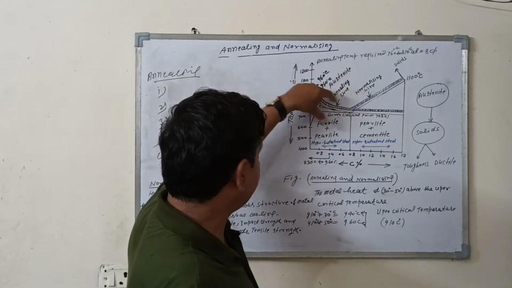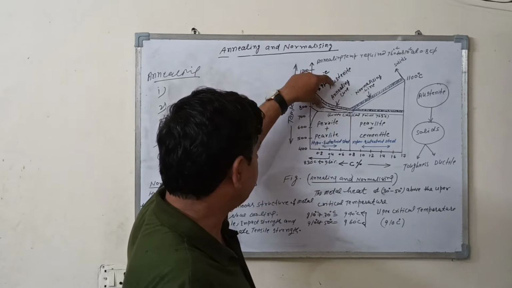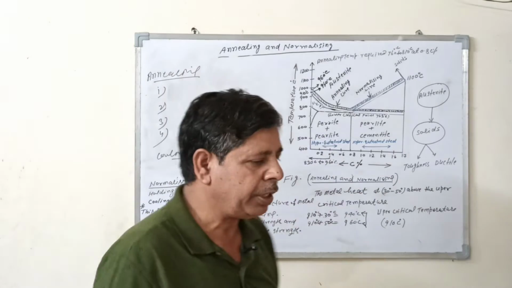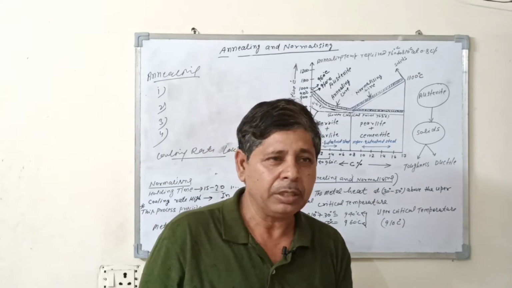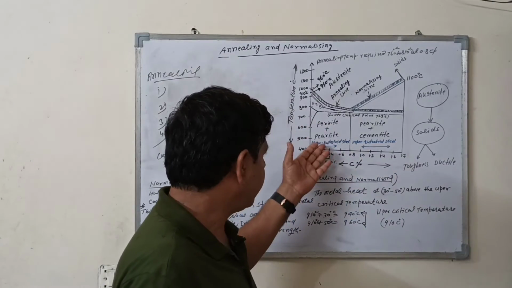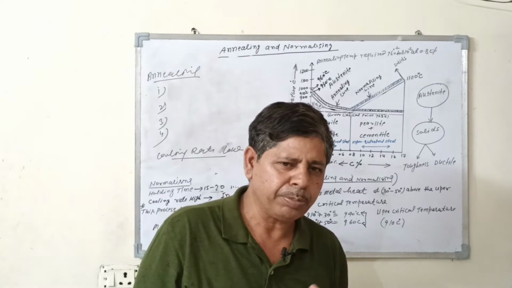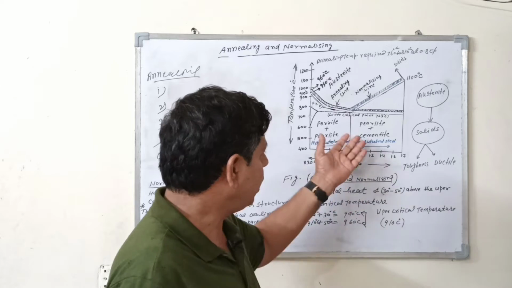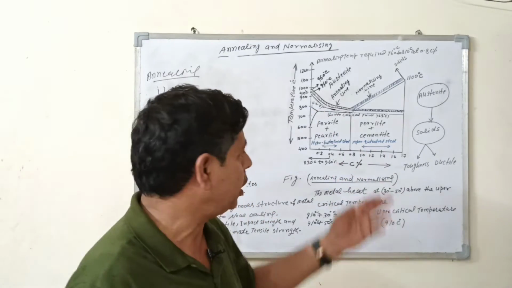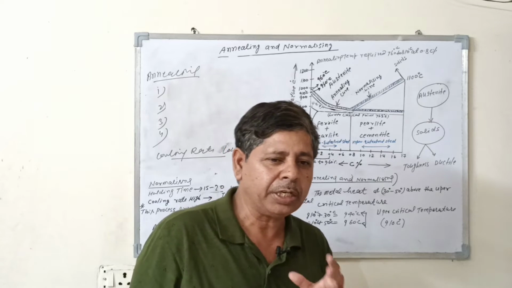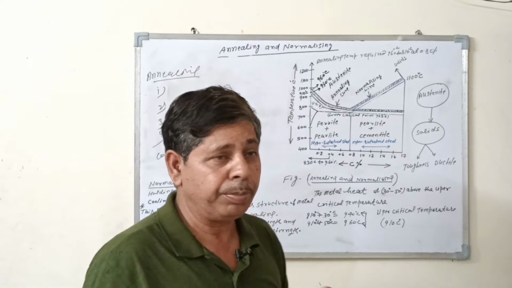In annealing, the austenite is changed into ferrite and pearlite. Ferrite is a very soft and ductile material. When some amount of carbon is added to ferrite, it becomes cementite. Then when more carbon is added to cementite, the metal becomes pearlite. So pearlite and cementite are very hard and brittle.